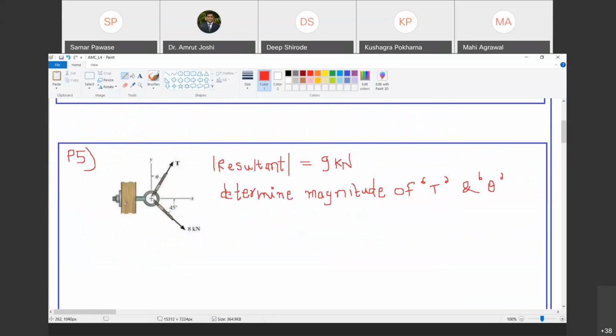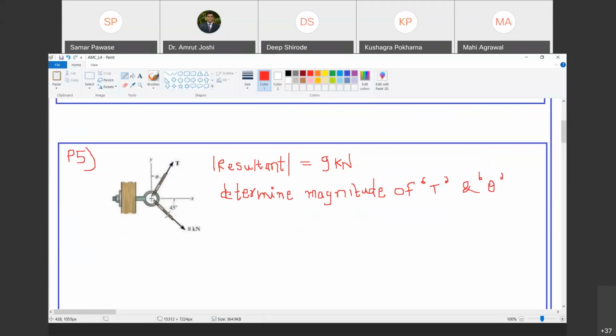So imagine that you have a screw like this and there are two ropes. One rope is pulling the hook by 8 kilonewton force at an angle of 45 degrees. Are you able to see the diagram, Mahi? Yes, sir. Is it clear or are you able to make out the letters? Sir, it's clear. Okay, so 8 kilonewton force is applied at an angle of 45 degrees with reference to horizontal.